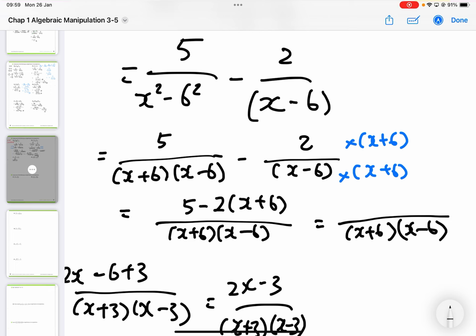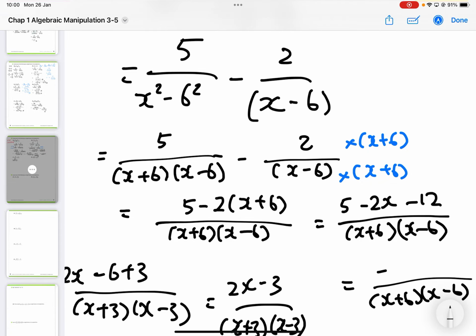Okay? I can look at it and see 5. Negative 2 times positive x, negative times positive, so minus. I can look at it, negative 2 times positive 6. Negative, positive, negative. Then simplify. Negative 2x. 5 minus 12, so still have minus 7.